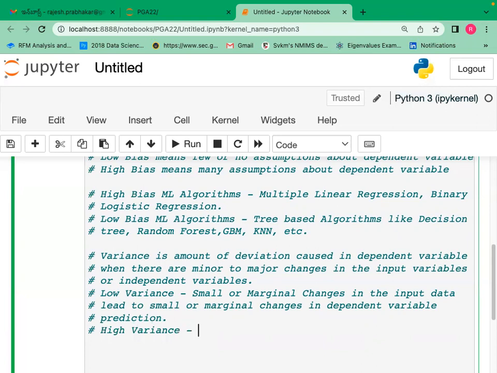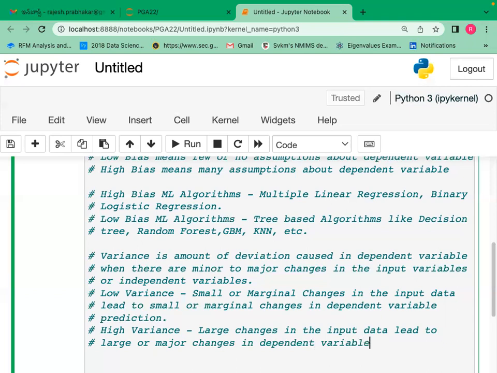High variance means large changes in the input data lead to large or major changes in dependent variable prediction. Large changes in the input data will lead to very big changes in the dependent variable prediction. We call it high variance. Low variance and high variance.